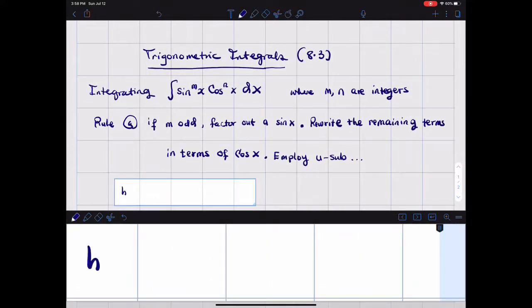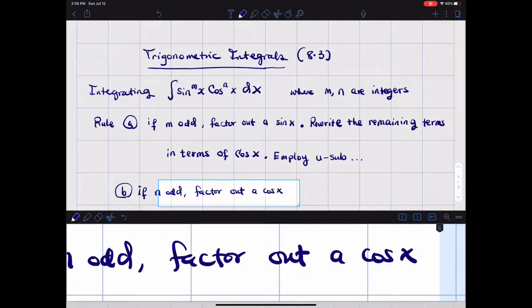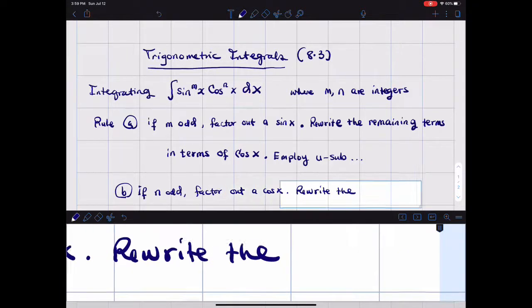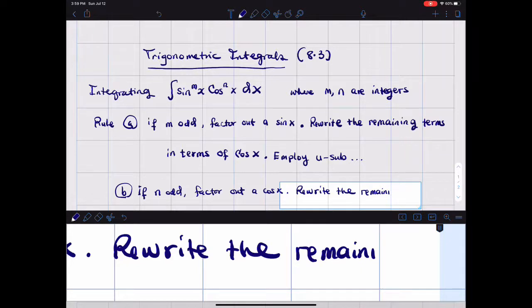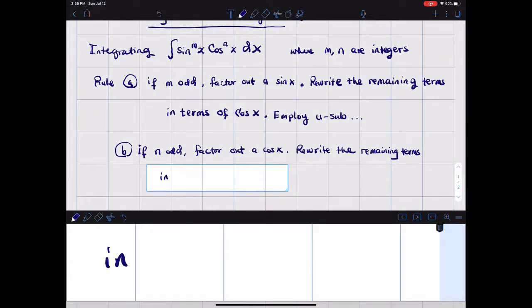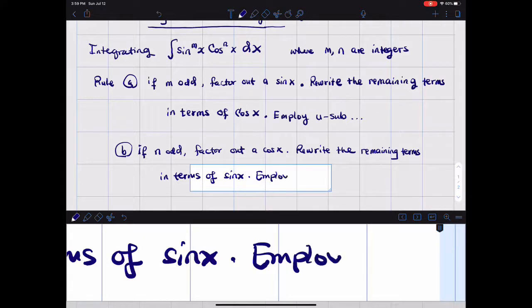Now, you can imagine that if n is odd, you do something similar. If n is odd, so if the power of cosine is odd, you want to factor out a cosine x. You want to rewrite the remaining terms in terms of sine x, and then you want to employ U substitution to finish solving.